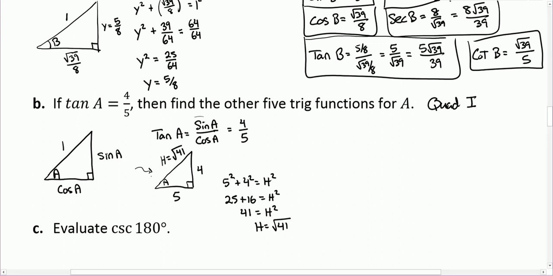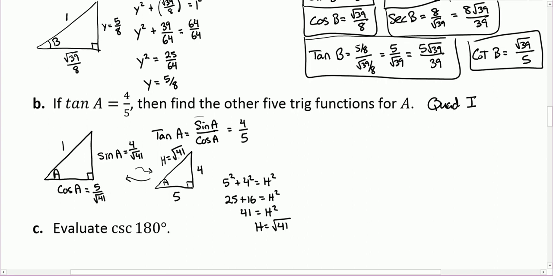So if I want to go back and find the sine A and cosine A, I'm going to divide all 3 of those numbers by the square root of 41. So the sine A is 4 over the square root of 41. The cosine A is 5 over the square root of 41.